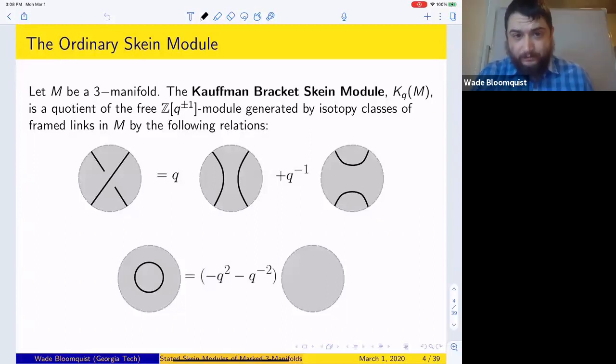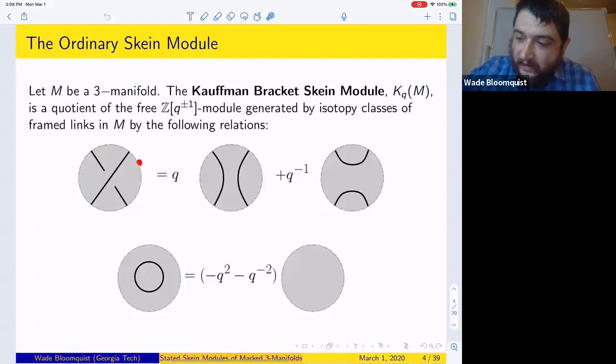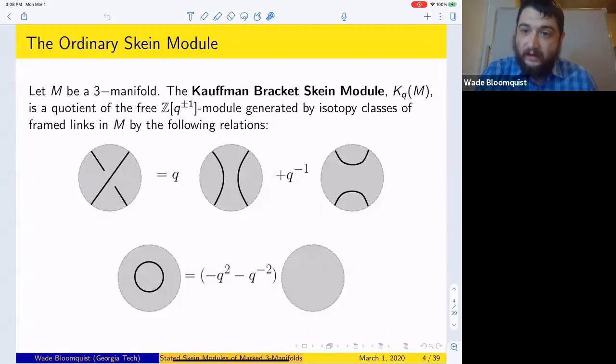Now that's a pretty big space, and we are going to take a quotient by these two relations. So you look at all of these linear combinations of all these isotopy classes of framed links, and we impose two additional conditions. The first one is we can resolve a crossing. That's how we want to view this first condition: this is happening inside of a ball. So everything is happening inside of that ball. We have some ball inside of our three manifold. Locally, we have this crossing occurring, and we can resolve it in two different ways.